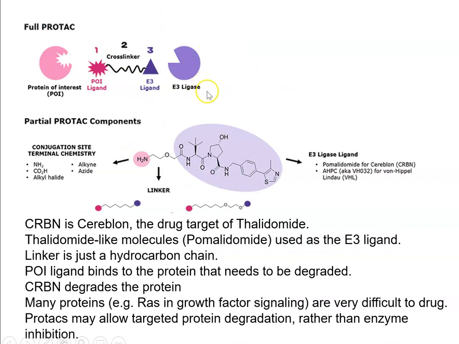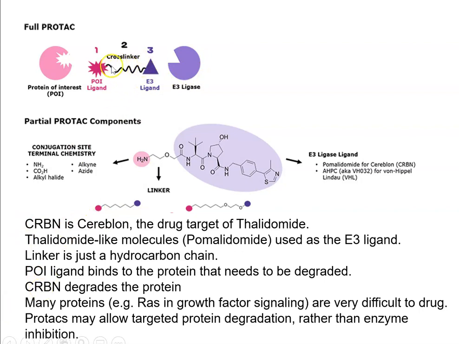So just looking at what the E3 ligase and E3 ligand are, in some of these Protacs, they're based around thalidomide. You'll all be aware of thalidomide, which is a drug that causes some birth defects. The target of the drug thalidomide is a protein called cereblon, and if we take a thalidomide-like molecule, a derivative of thalidomide, you can use that as the E3 ligase ligand. This is pomalidomide on here. This will bind to cereblon.